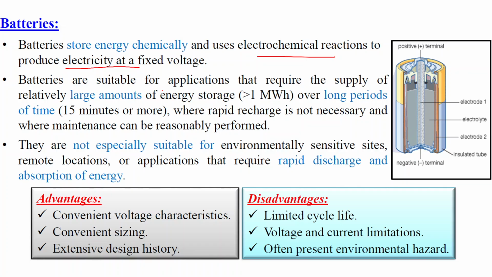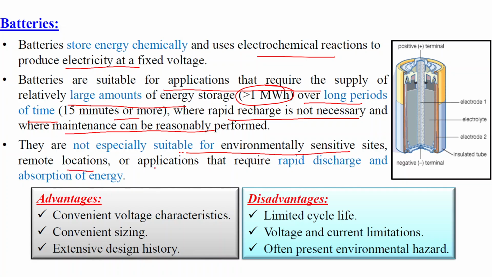Batteries are suitable for applications that require the supply of a relatively large amount of stored energy, almost greater than 1 megawatt hour, over long periods of time, that is 15 minutes or more. Batteries are used where energy is required for a longer time, where rapid recharge is not necessary, and where maintenance can be reasonably performed. They are not especially suitable for environmentally sensitive sites, remote locations, or applications that require rapid discharge and absorption of energy.